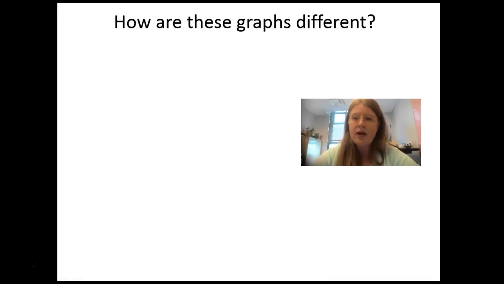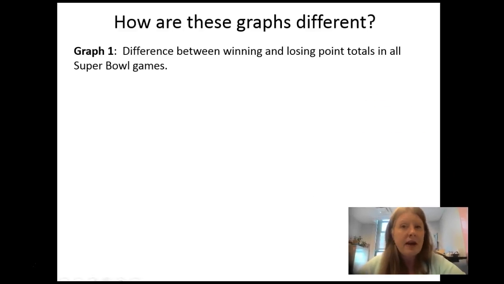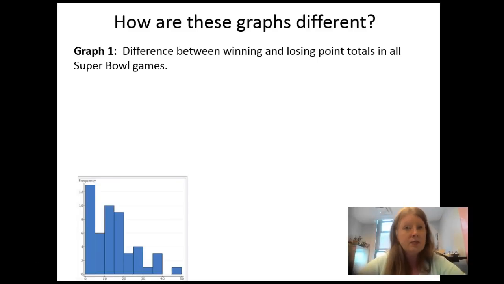So how are these graphs different? I want to show you some histograms here, and I just want you to tell me what you think is different, other than the fact that they're each graphing something different. So the first one is the difference between the winning and losing point totals in all Super Bowl games.